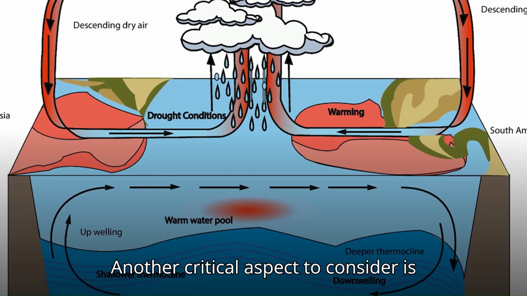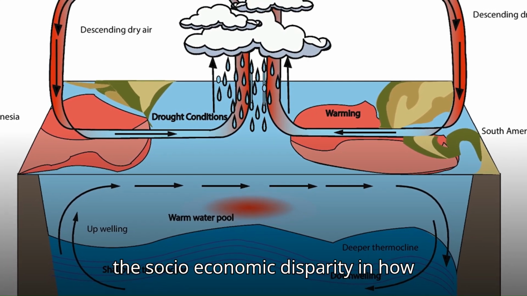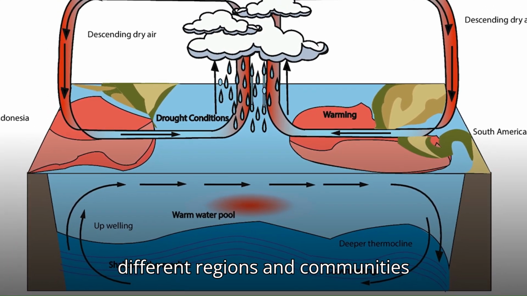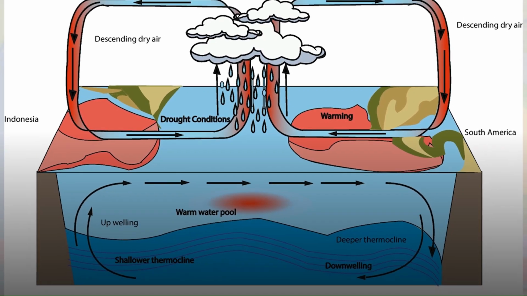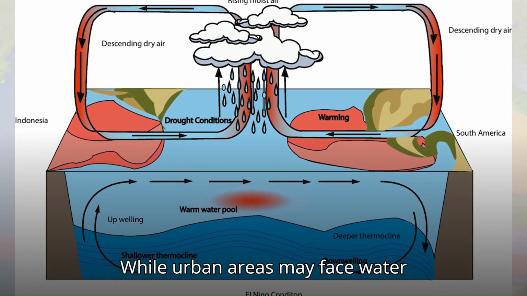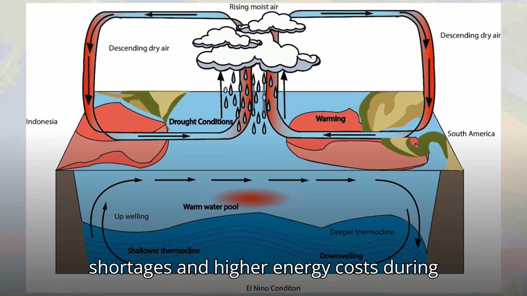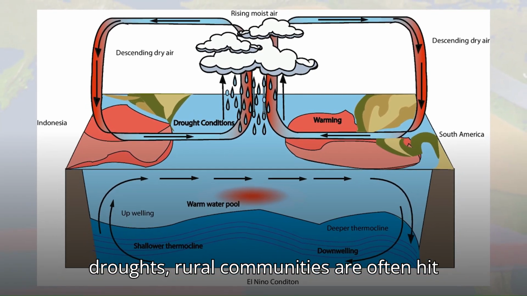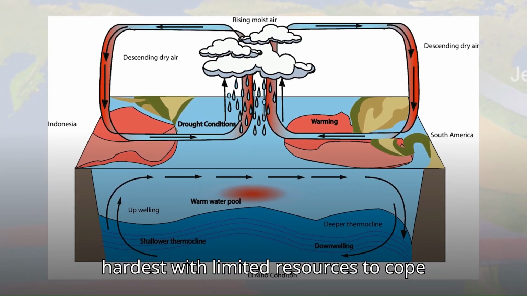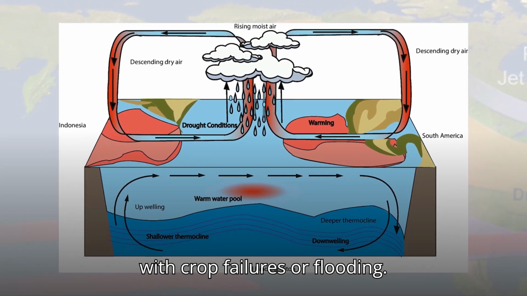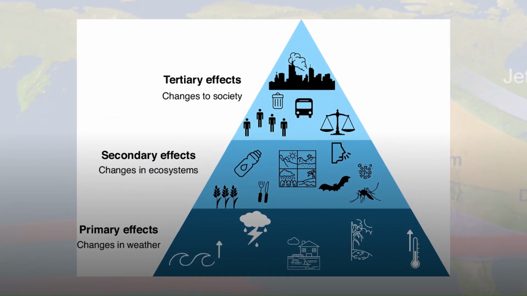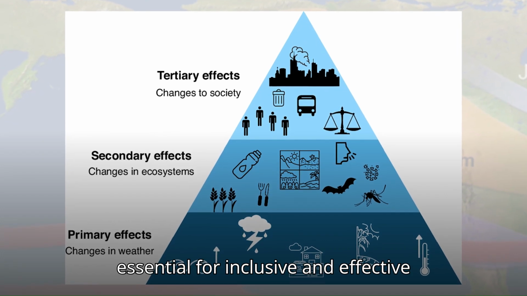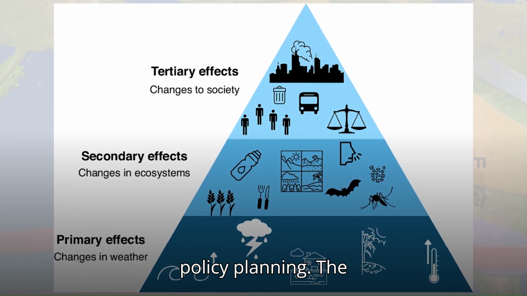Another critical aspect to consider is the socio-economic disparity in how different regions and communities experience these climatic events. While urban areas may face water shortages and higher energy costs during droughts, rural communities are often hit hardest, with limited resources to cope with crop failures or flooding. Understanding these disparities is essential for inclusive and effective policy planning.